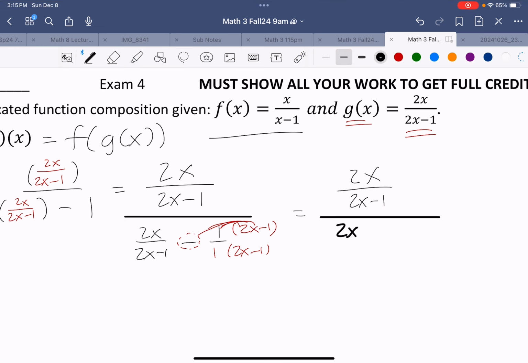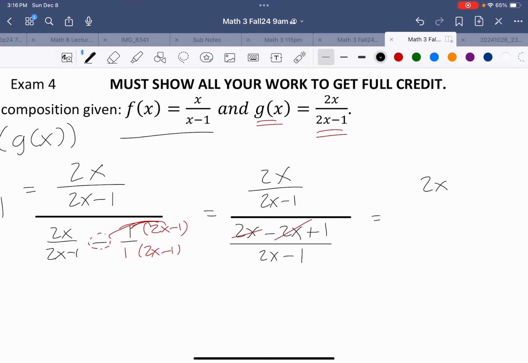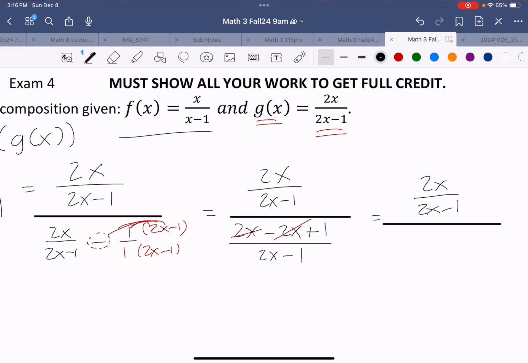And once your denominators are the same, which I'm doing here, this just becomes one really big fraction in the denominator, 2x minus 1. Remember, distributing that 1 and that negative gives us 2x minus 1 plus 1 all over 2x minus 1. These 2x's cancel in the denominator. Leaves me with 2x over 2x minus 1 divided by 1 over 2x minus 1.